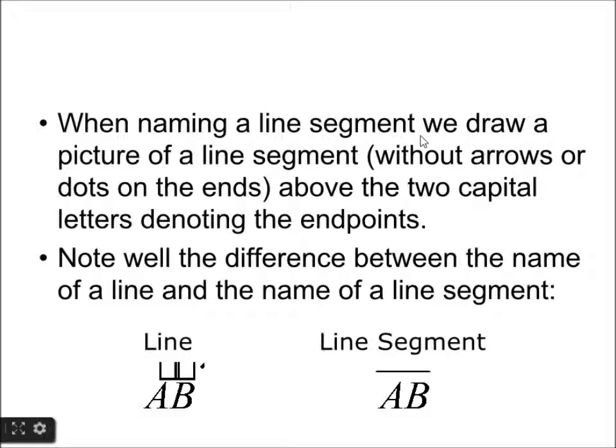When naming a line segment, we draw a picture of a line segment without arrows, like this, or with dots on the ends, above the two capital letters denoting the endpoints. Note well the difference between the name of a line and the name of a line segment. For a line, AB comes with an arrow above, and for a line segment there is just a straight line with no dots and no arrows.